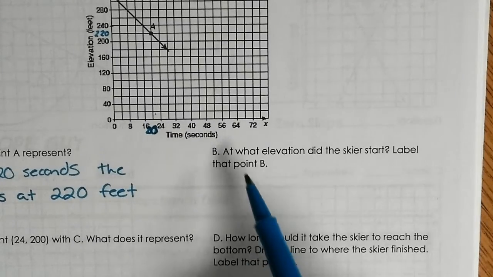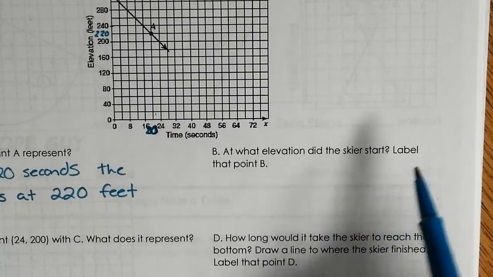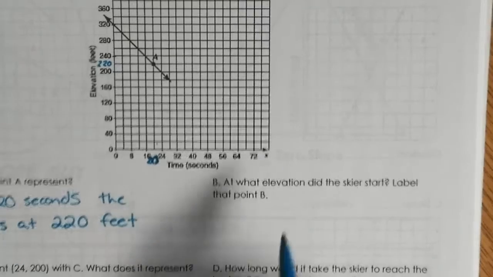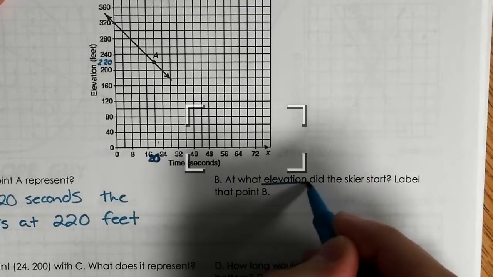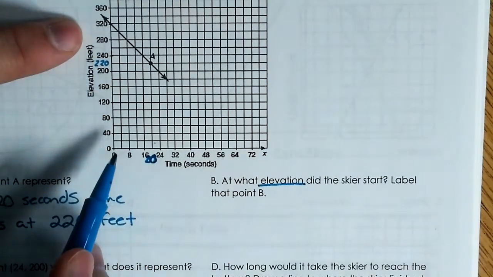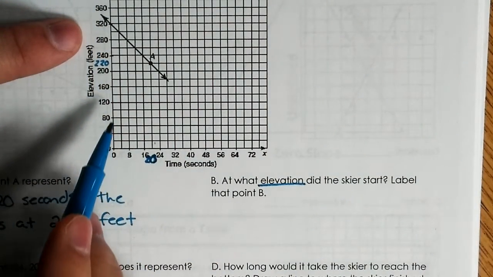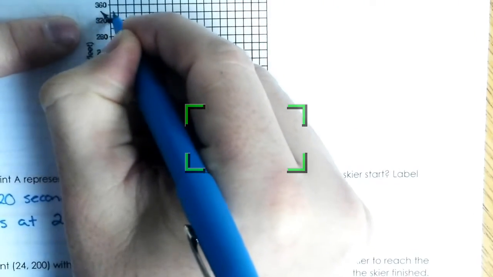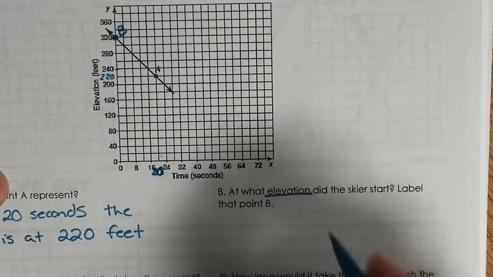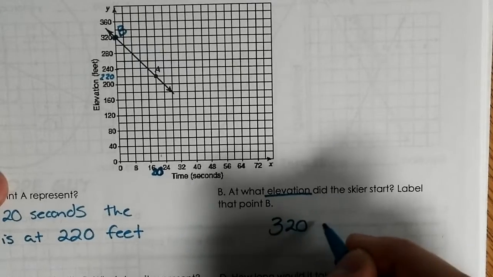All right, let's look at B. It says, at what elevation did the skier start? So what do you think? 320. Good, yeah. At what elevation? That's a big one. Elevation. Remember, this side deals with elevation. Where did he start at? Notice at 0, if our input is 0 and we go straight up, he started at 320. They said mark that as point B, so that's what we're going to do. So what elevation did the skier start? We'll put 320 feet.